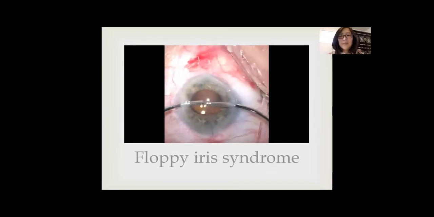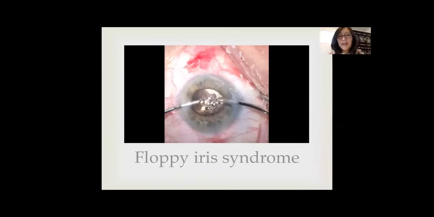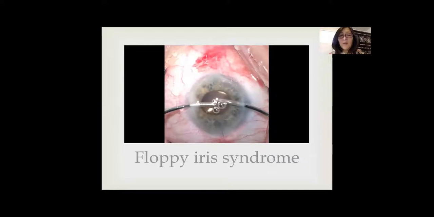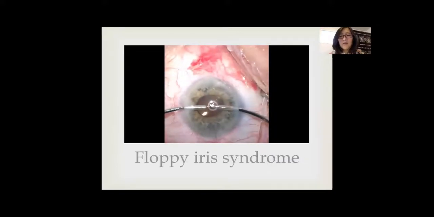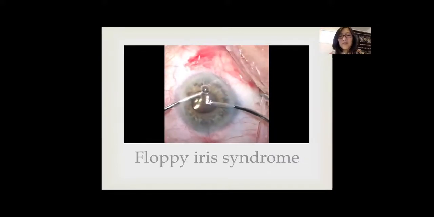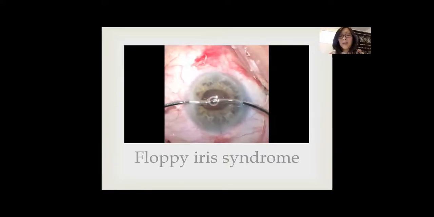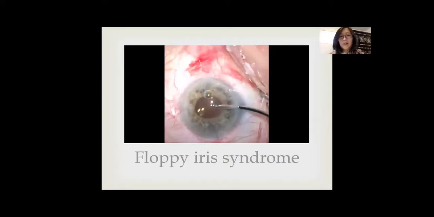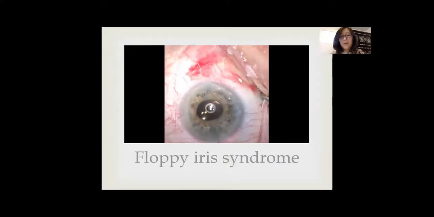and that can be a little bit difficult to then get out. And in this particular case, because that iris was prolapsing through the main wound, I've put a stitch through the clear corneal incision, simply because I don't want that to be a nidus of infection and possible endophthalmitis.